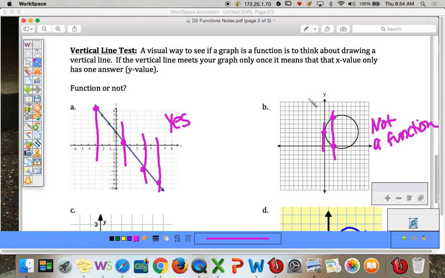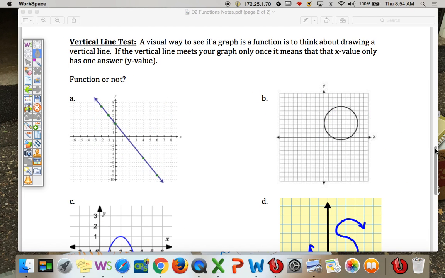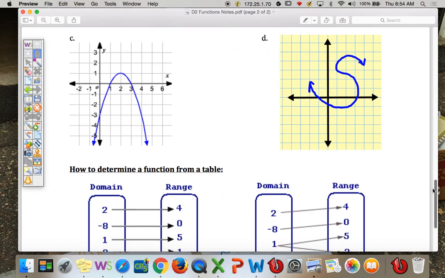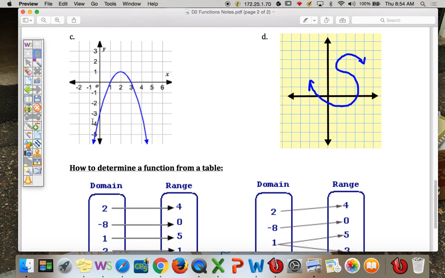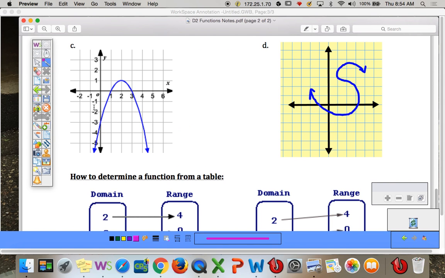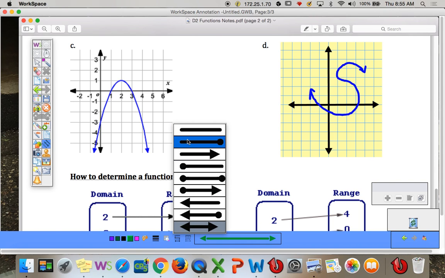So if we go back to the graph here, for age, for every age, there's only one height associated with that on the graph. It would pass the vertical line test. All right, let's try C. C is called an upside-down parabola, upside-down U-shaped graph. And does it pass the vertical line test? So if we drop a bunch of vertical lines, I'll use my line tool here.